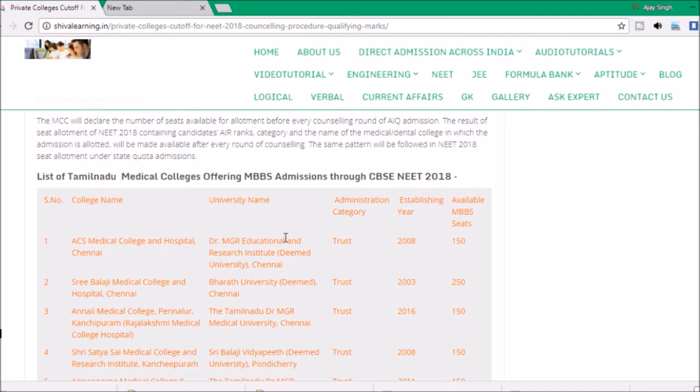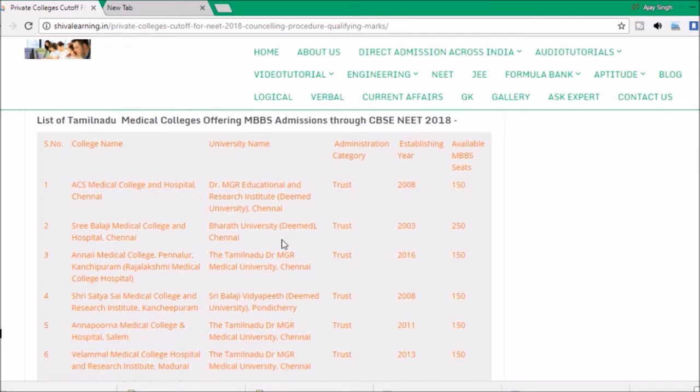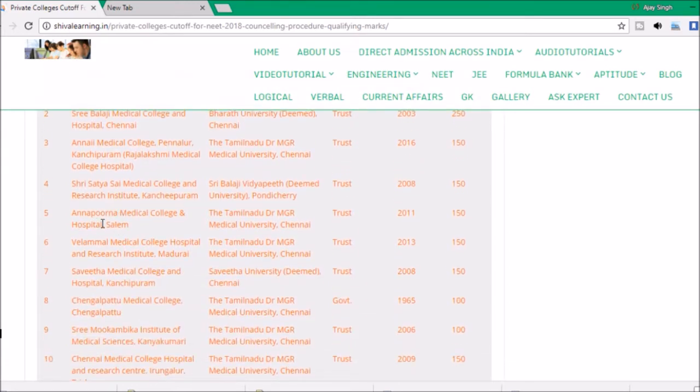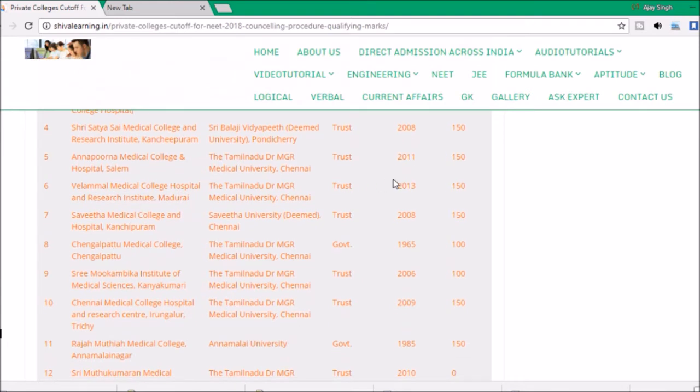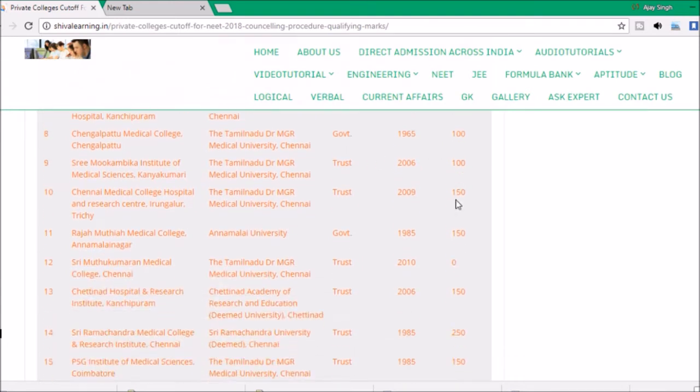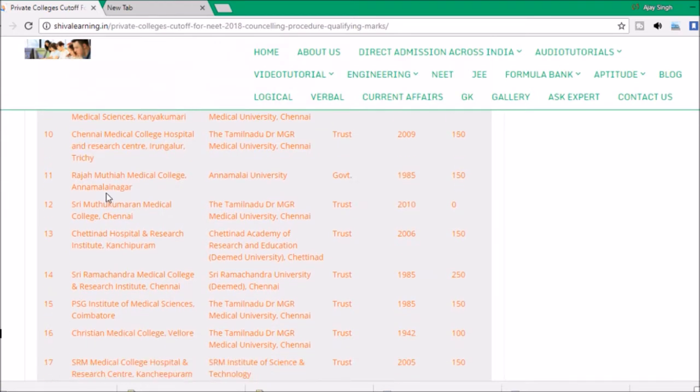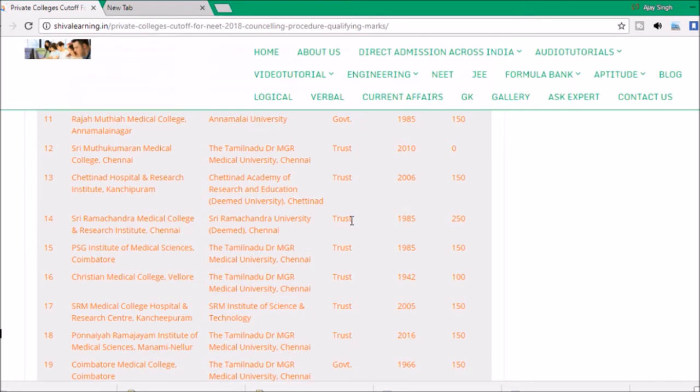And I'm going to tell some institutes from Tamil Nadu which come under the NEET, and how many marks you need to get that college, like SC Medical College and Hospital Chennai, okay? It is run by a trust administration, and you should get 150 marks. And Balaji Medical College, it is under Bharat University, you should get 250 marks. Same as you can read here, Annapurna, Valamalai Medical College, Savita Medical College, mostly you should secure 150, 100 marks. And Sri Ramachandra Medical College is 250 marks.